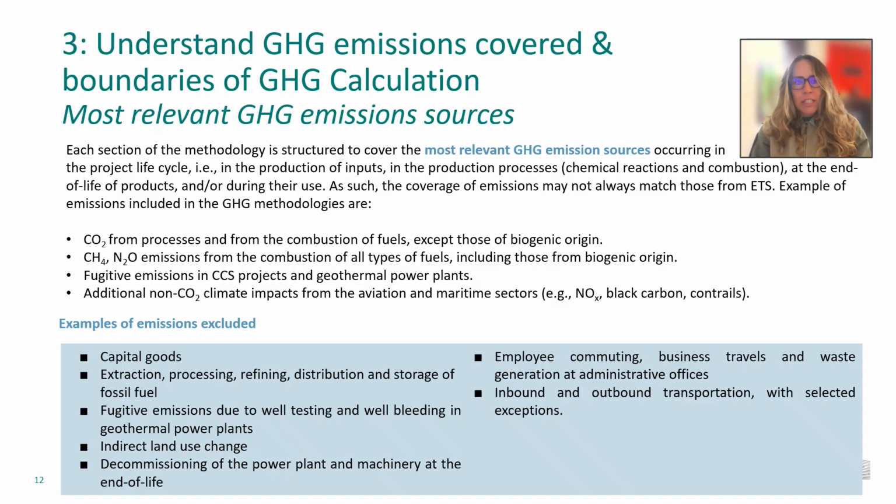One example of an emission source that's included in all project categories is the combustion of fossil and biomass-derived fuels. However, in the case of biomass-derived fuels, only methane and N2O emissions are counted. This is because the CO2 released when biomass is burned is deemed biogenic and part of the natural carbon cycle. The methodology for each project category includes a subsection with the boundaries for each case.